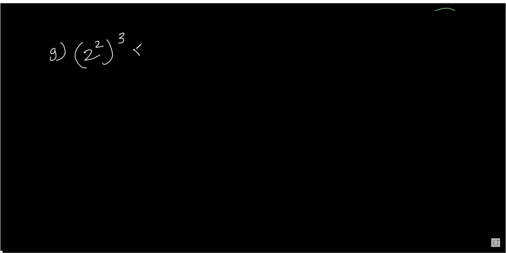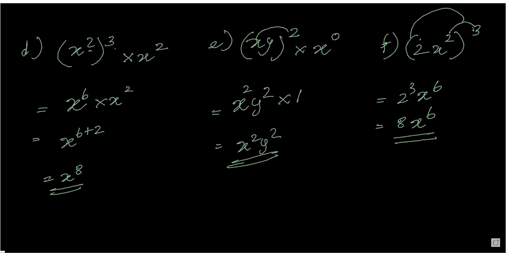Next question. 2 to the power 2, 2 to the power 2 to the power 3. We have done it. We have done the sums up to F. Now we have to do the G.